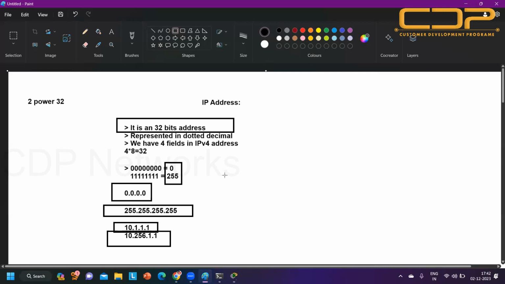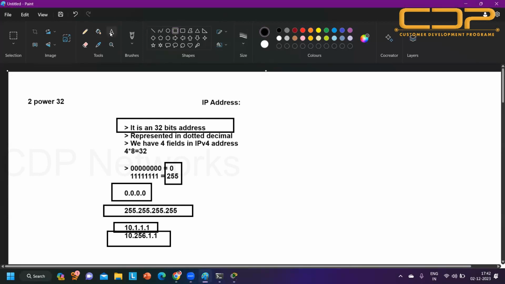As I told you, why did we come up with classes? To avoid the shortage of IPv4 addresses. To avoid the shortage of IPv4 addresses, we divide this address into some classes. So now, who can tell me how many classes we have in IPv4 addresses, guys? How many classes are there? Please let me know in the comments.